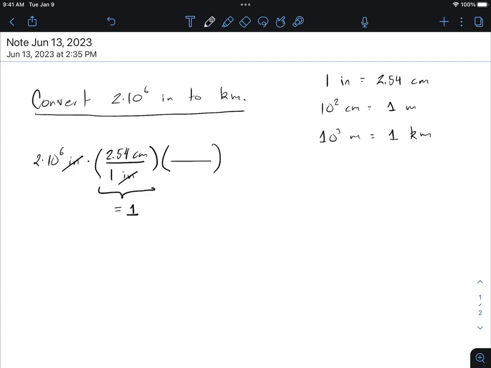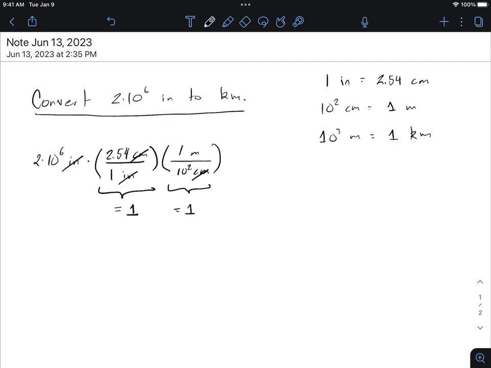I want to get rid of centimeters, so I go to my conversion table, and I see here that 100 centimeters is 1 meter. So let's put the centimeters in the denominator to get rid of the centimeters, and I put 1 meter in the numerator. This thing is the number 1. But now this centimeters cancels out this centimeters.